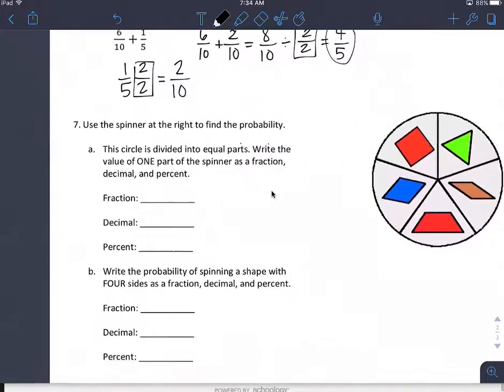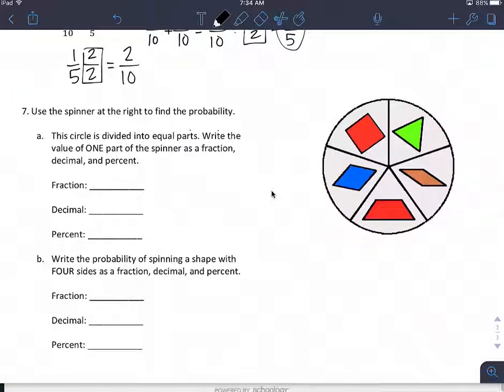Last one. The circle is divided into equal parts. Write the value of one of the parts of the spinner as a fraction, decimal, percent. Okay, well I have 5 parts total, so one of those would be 1/5. I'm going to use my giant 1 to get it out of 100. 5 times 20 is 100. 1 times 20 is 20. So my decimal is 0.2, and my percent is 20%.